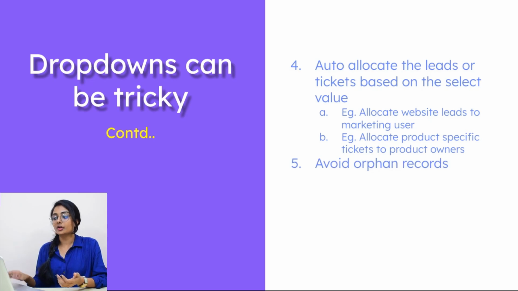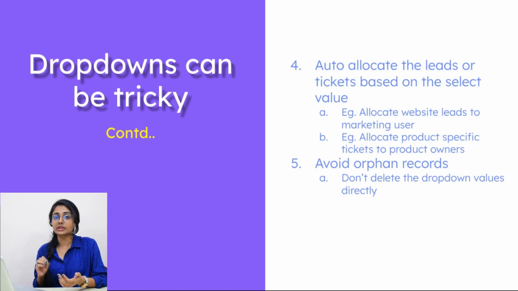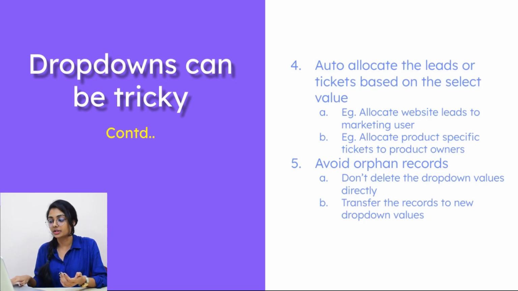We must avoid orphan records for drop-downs. So, like I said, if you're deleting any drop-down, then don't delete it directly. First, transfer its data, that is, map existing drop-down values where you can, and then remove. Similarly, verify each and every record that has been transferred. Is there any record that still exists? First, confirm it, verify it, then delete it.